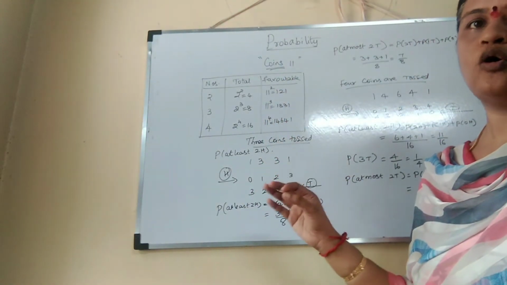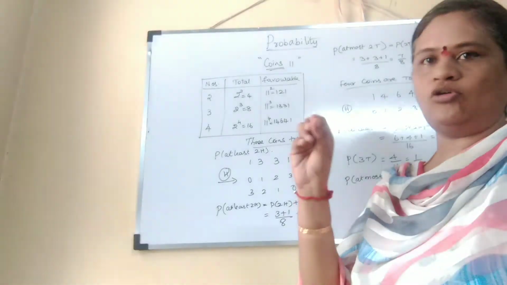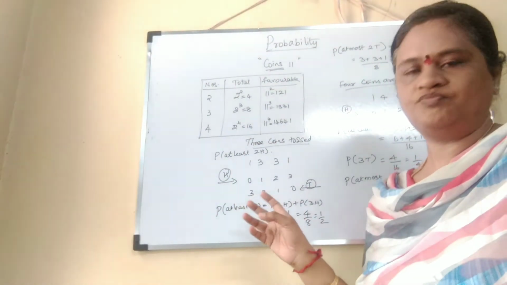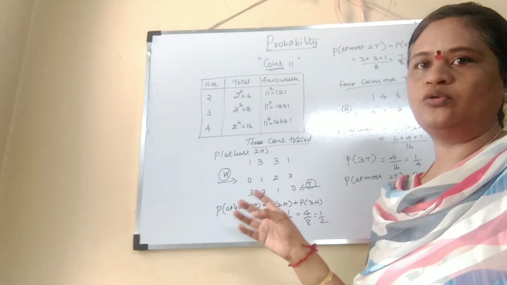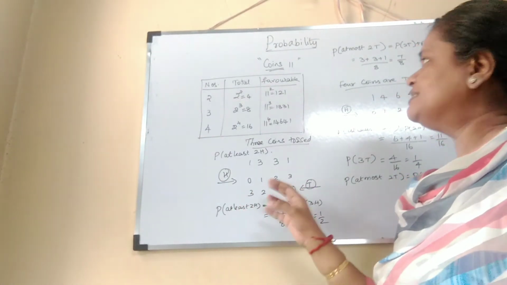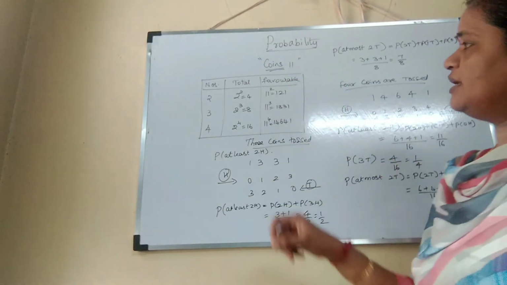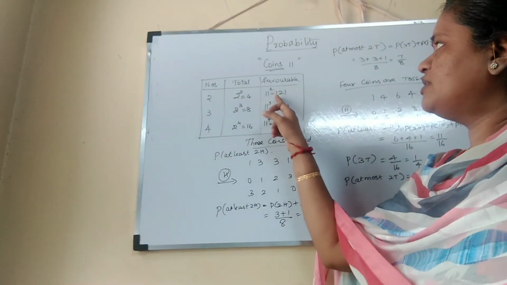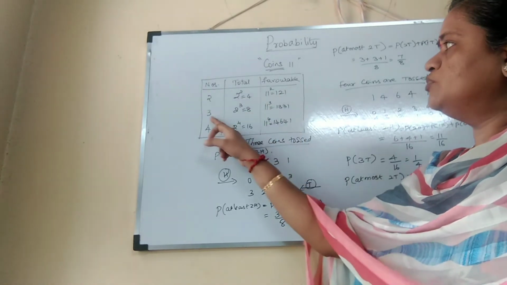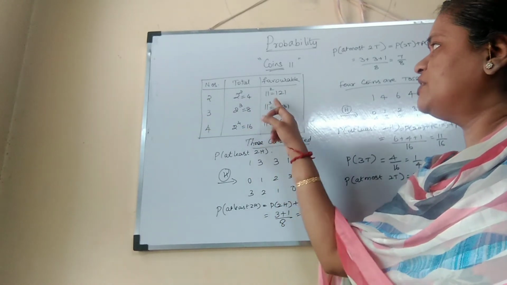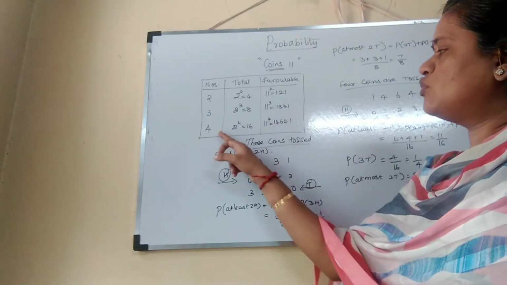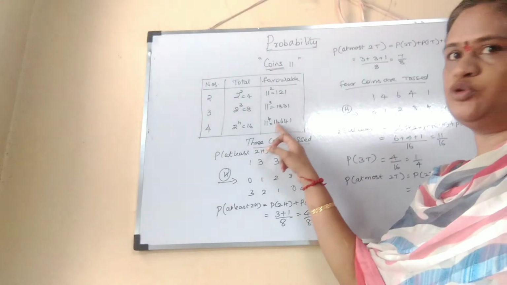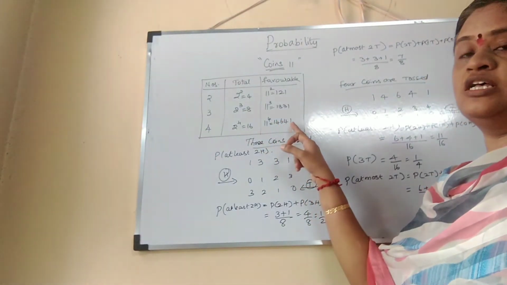To find the favorable outcomes, instead of writing out all the elements and then calculating the answer, you can easily find it in easy steps that we are going to learn today. That is using the number 11. When 2 coins are tossed, it is 11 square, the outcome will be 121. 3 coins means 11 cube, 1331. 4 coins means the favorable outcome will be 11 power 4, that is 14641.